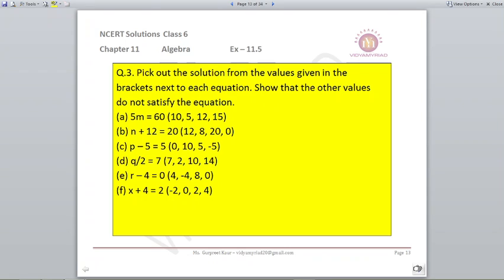Question number 3. Pick out the solution from the values given in the brackets next to each equation. Show that the other values do not satisfy the equation. Now here the options are given to us. In the 5m is equal to 60 and in place of m we are going to put 10, 5, 12 and 15 one by one and we will see whether our left hand side is equal to right hand side or not. If both are equal, then that value will satisfy the equations. So let's begin with it.